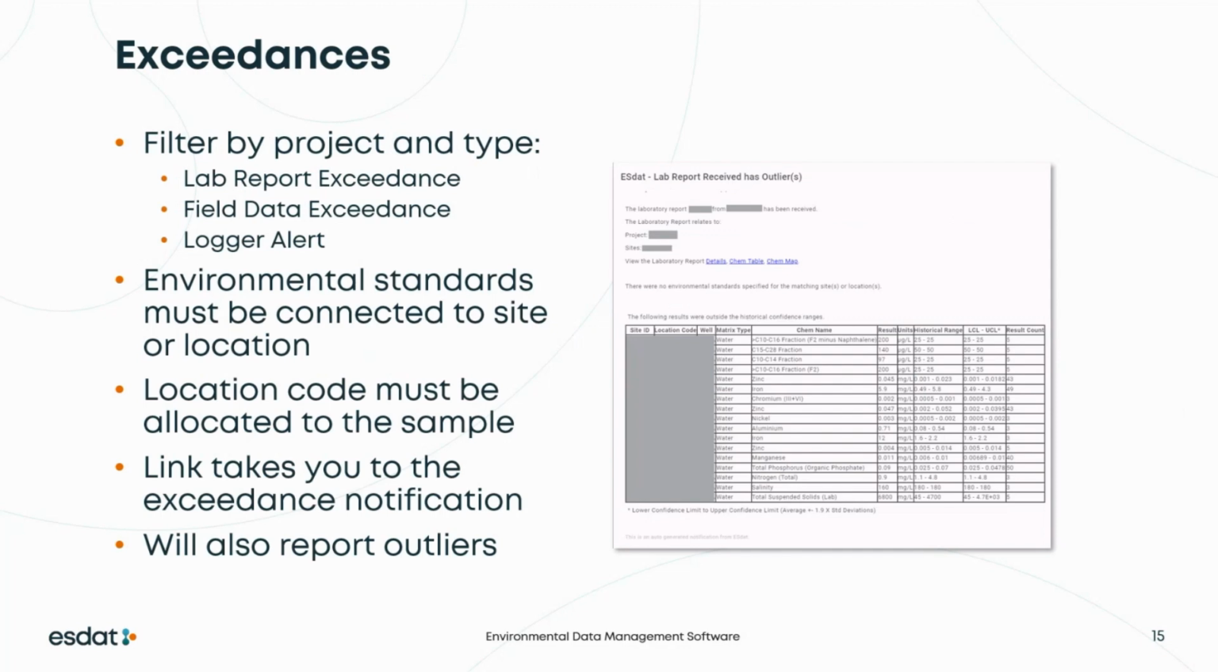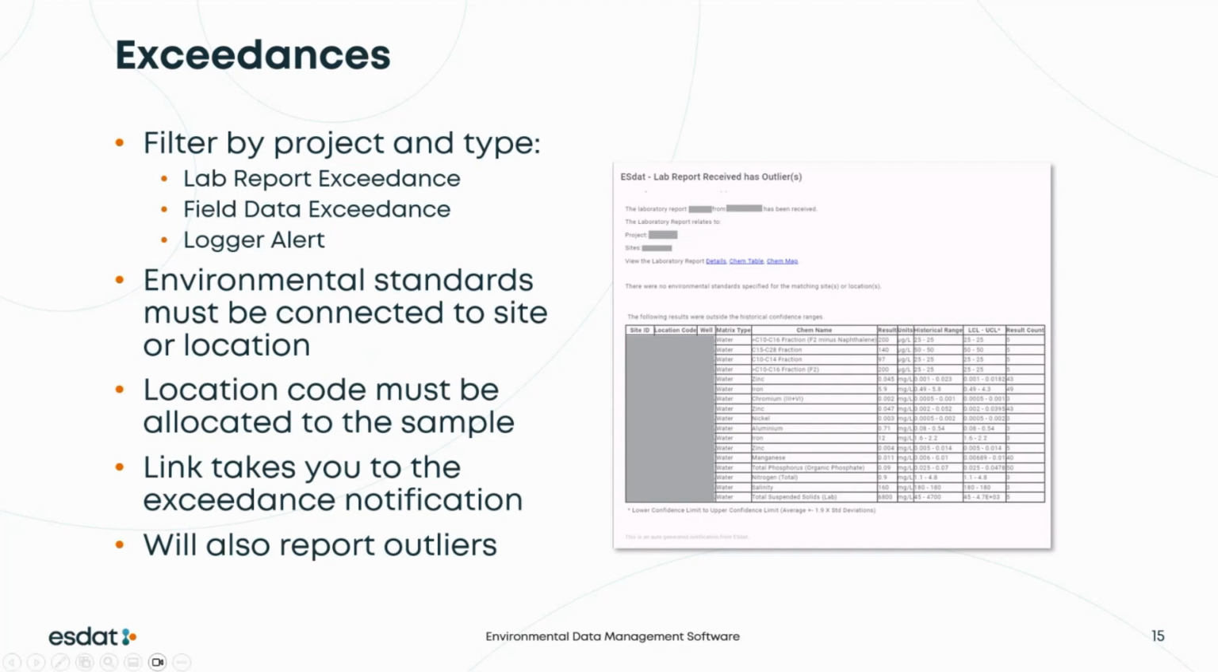Next widget is the exceedances widget. So it's usually just a list of the different exceedances and which lab report it relates to. With this widget, you can filter it by project and also by exceedance type. So if you only want to see the lab report exceedances, or if you want to split these out so that you have one widget set up for lab report exceedances and another one set up for field data, you can do it that way. You can also set up a widget for your logger alerts if you have the data logger license.